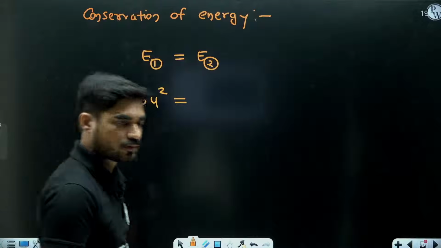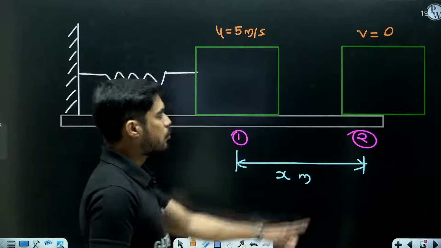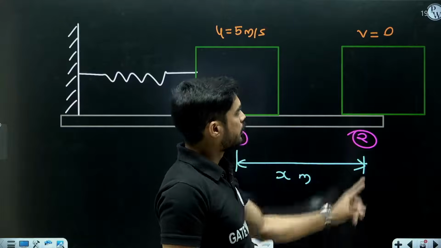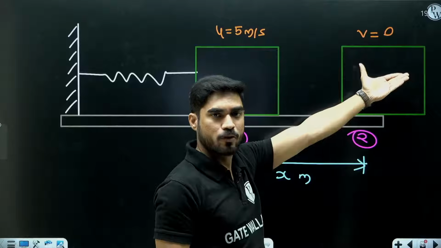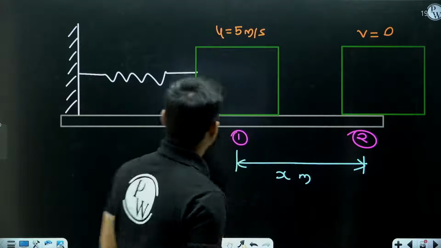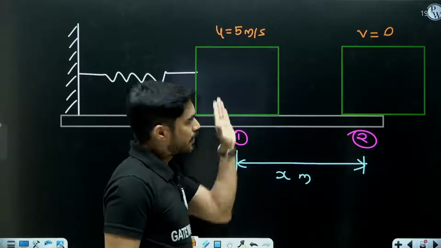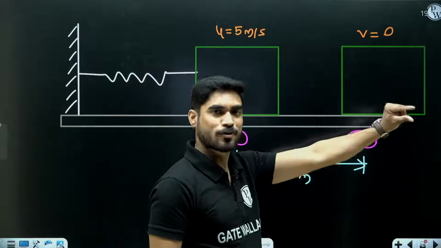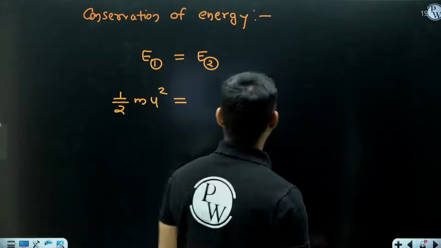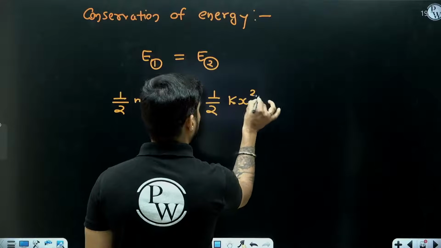right? But when you got to the second phase, the second position, the velocity of block became 0, means the kinetic energy of the block became 0, but now the spring is stretched by x meter, na? Block is moved by x meter means spring also stretched by x meter. So now there is potential energy in the spring. What is the potential energy of the spring? Half kx square.